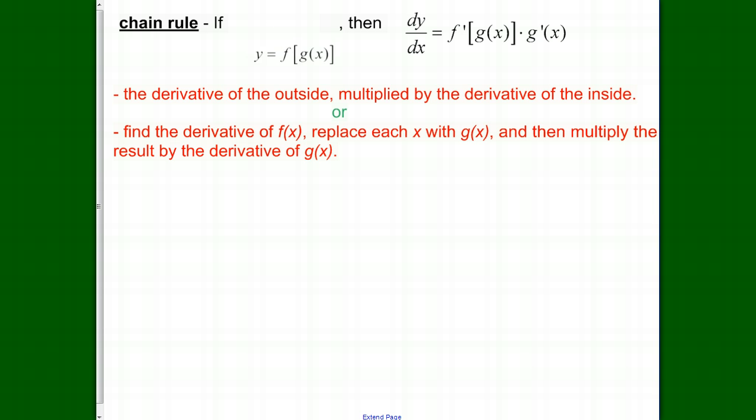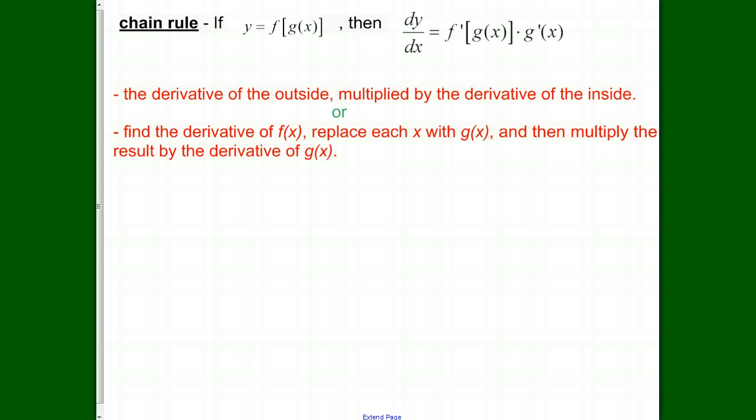So we are looking at, again, f of g of x, this equation. We're trying to take the derivative of y. That's what dy over dx represents. When you have a composite function, you're really dealing with two functions. You've got function f, which we'll call the outside function, and function g, which is the inside function.